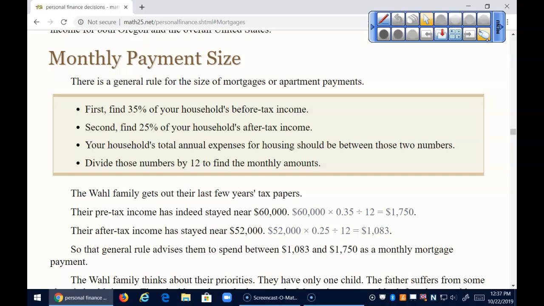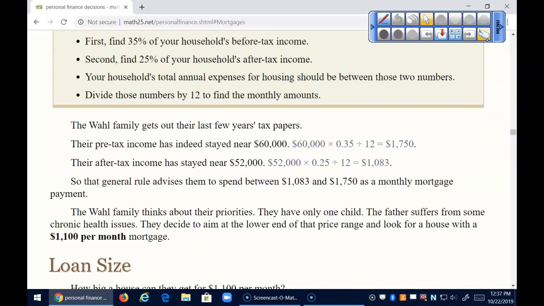So the Wall family gets out their taxes and looks at things. Their pre-tax income was $60,000. Their after-tax income was $52,000. So multiply by 0.35 for the 35%, or multiply by 0.25 for the 25%. Divide by 12, and there we go. They should be spending between $1,083 and $1,750 for a mortgage payment. Everyone okay with that?